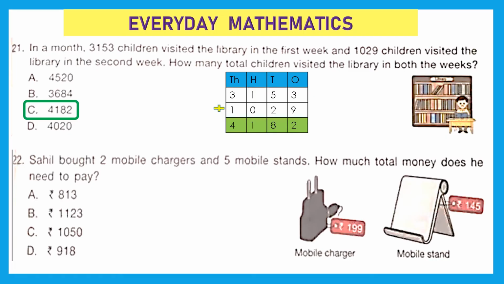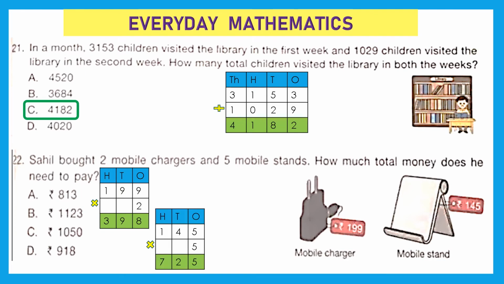Question 22. Sahil bought 2 mobile chargers and 5 mobile stands. How much total money does he need to pay? So we have to simply find how much 2 mobile chargers will cost and how much 5 mobile stands will cost, and then we will add it. Let's see, 1 mobile charger is 199. So 2 mobile chargers will be multiplied by 2. Okay, that will give us 398. Now 5 mobile stands will cost 145 multiplied by 5, which will give you 725.